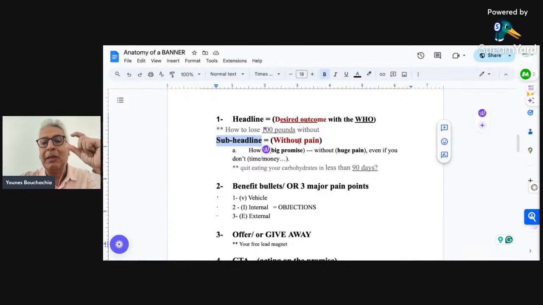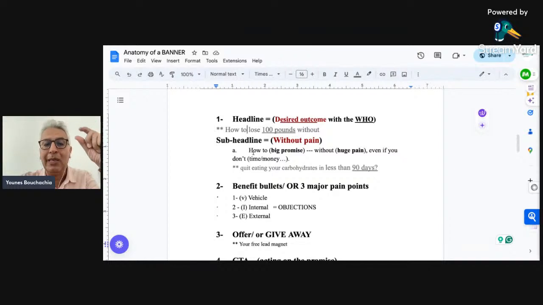that speaks about the pain, so that we are giving the promise and we are solving the problem. And the way we do that is basically the following. For example, how to lose 100 pounds without quitting eating your carbohydrates in less than 90 days. So you can see how we are very meticulous in the way we are communicating our message.